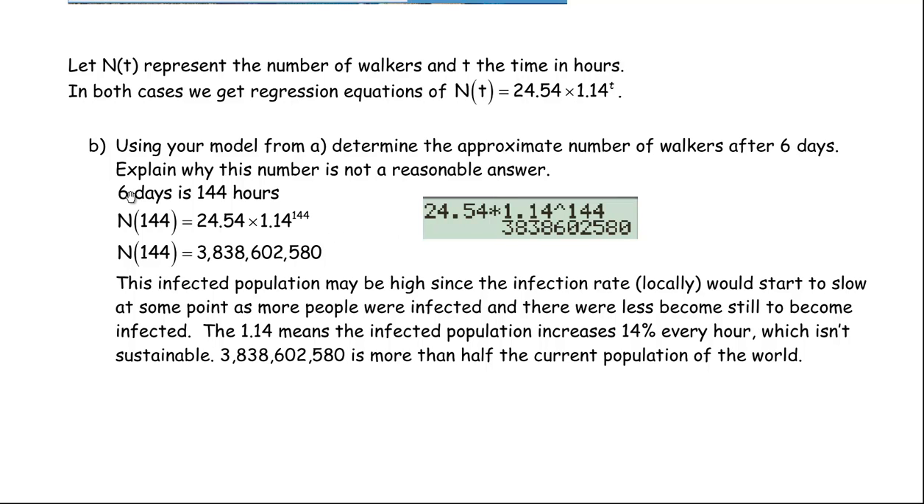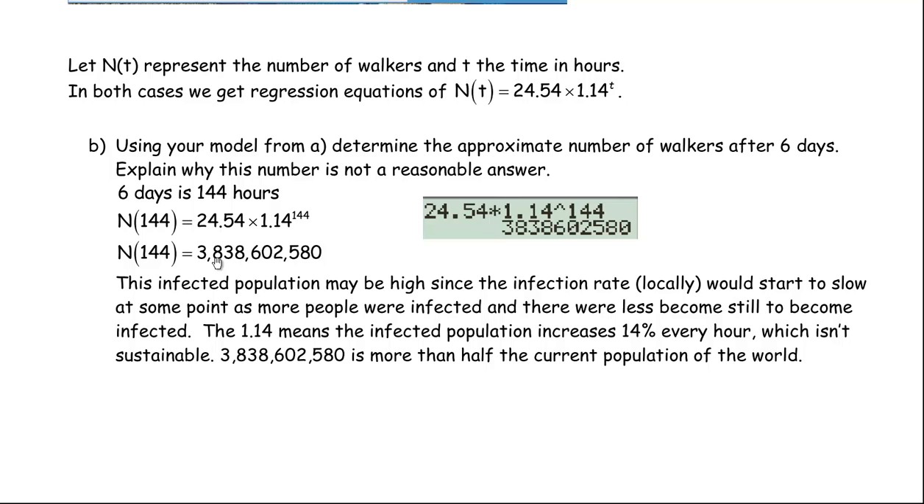Now, 6 days is, because we're in hours here, 6 times 24 is 144 hours. So if we plug 144 in place of time and evaluate this, we get a little over 3.8 billion. So that would be the amount. That's what the formula gives us. Now, that isn't probably a reasonable answer here, because 3.8 billion, if you know how many people are on the planet Earth, is actually a little more than half the current population.